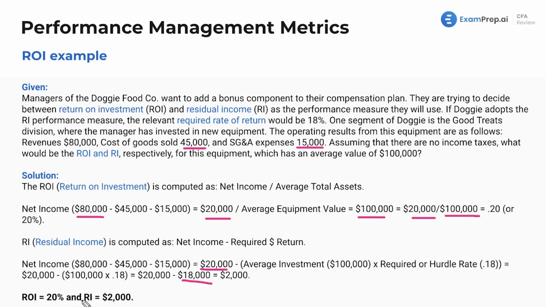ROI is a percent. Residual income is a dollar amount. Both have their places. Generally, percentages, I prefer them because you can compare so much more with percentages. But yeah, this question was just asking for what are each of them. We don't have to compare them, use anything with this. We just need to calculate.